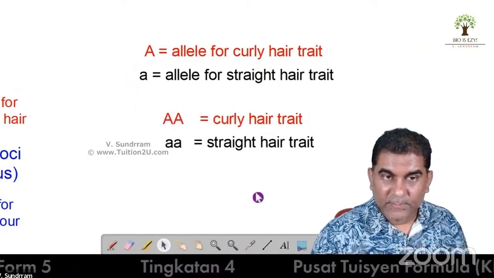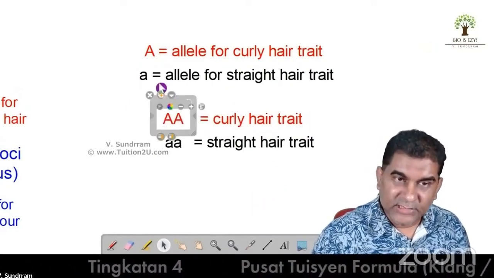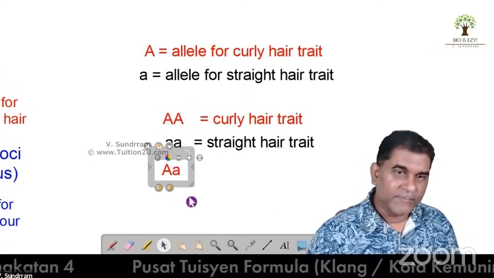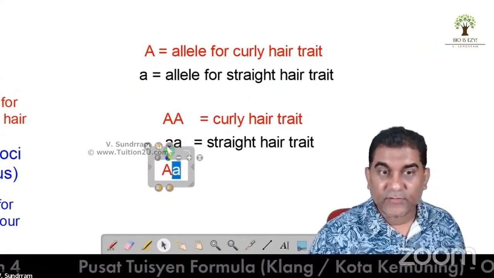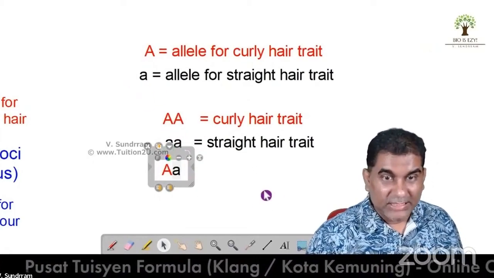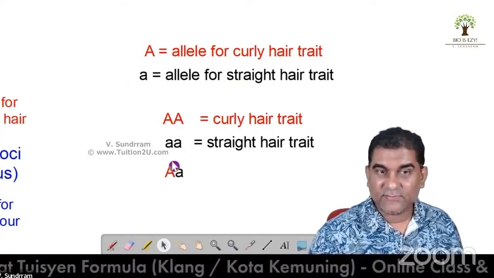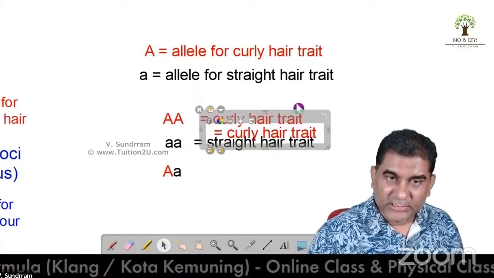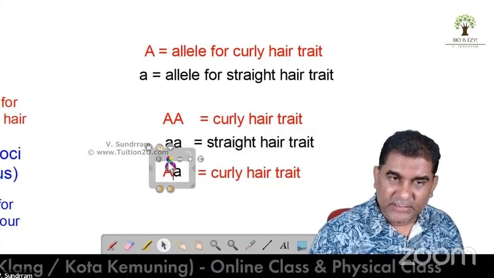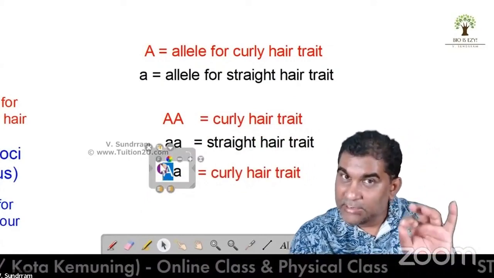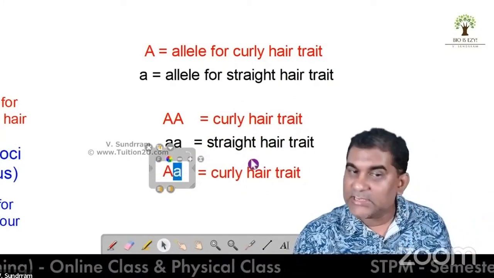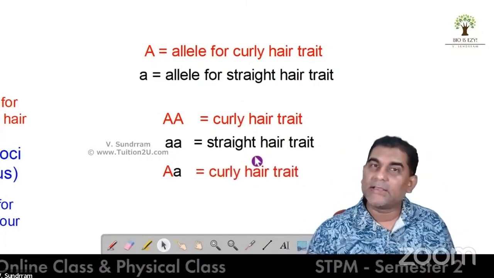Now the problem is, if someone is capital A, small a. If I'm explaining this to Form 5 students, seeing this the first time, they might not know. But you must know, as long as you have a capital A, it's a dominant allele. Small a is a recessive allele. This person will have curly hair.